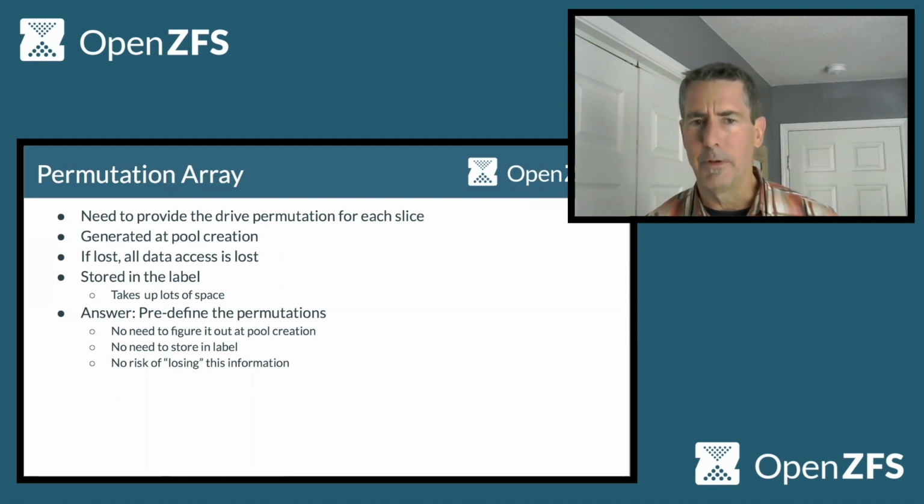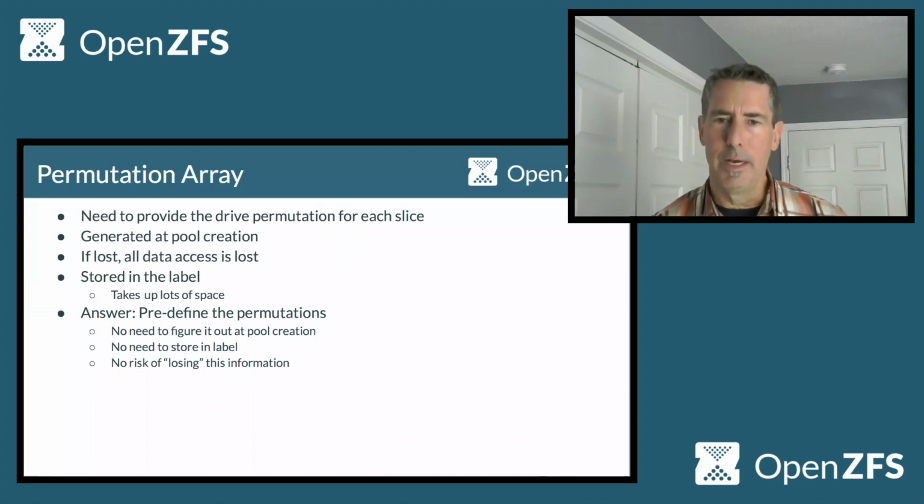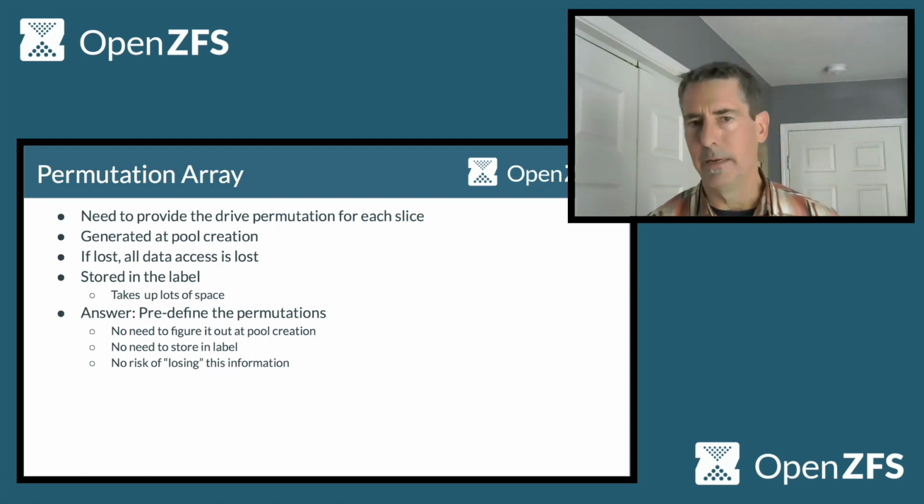So the answer we came up with was to predefine essentially the permutations for a configuration. Brian figured out essentially a means of coming up with a predefined set of permutations, or at least of a seed for calculating permutations that would always produce the same permutation and would be a relatively optimal permutation. And so that is how it's now handled inside of the dRAID code.